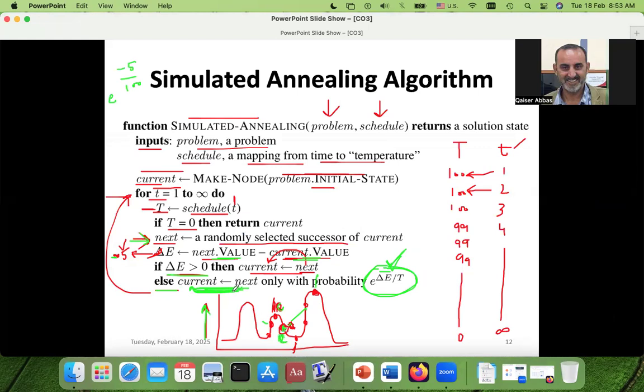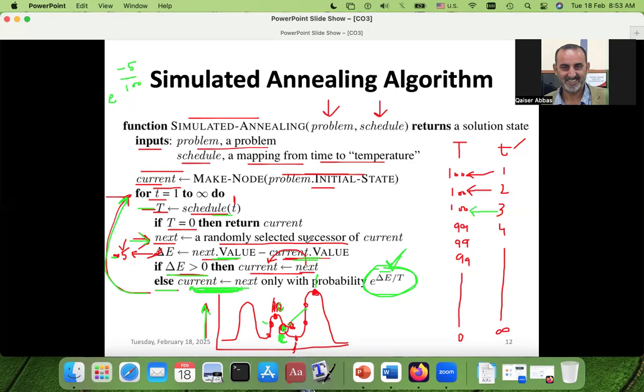According to this statement, it will become our current variable, because you are going to put the value of next into the current and you are making this state your current state. Then again, going back to this for loop. And now the T will become 3. And then from the schedule, the 3 will give you 100 again. So in the capital T, you have 100. 100 is equal to 0?